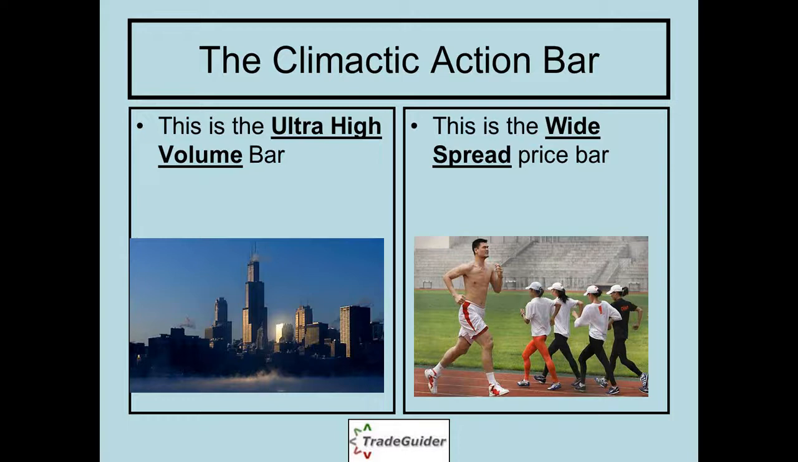So this is something that sticks out like a sore thumb that you need to be drawn to, that you need to pay attention to. Okay? This is the bar you look for to begin a trade setup. This is the bar that will alert you to a price reversal. This is the bar that tells you the smart money has entered or left the game.